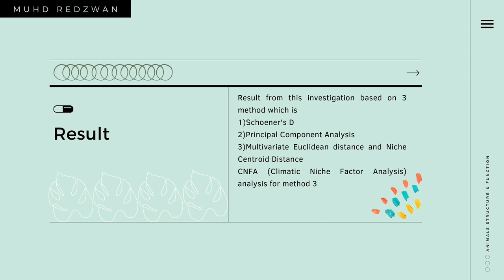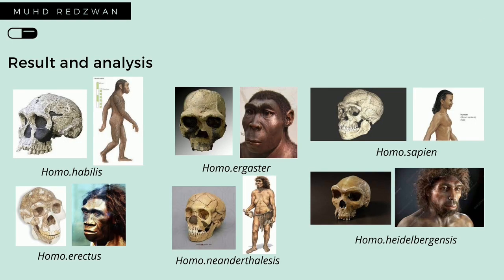Based on the articles, the result from this investigation is that they use only 3 methods: Schoener's D-value, principal component analysis, and multivariate Euclidean distance with niche centroid distance. The analysis for the climatic niche factor analysis, known as CNFA, is actually related to method number 3. Right, so we go to the next slide.